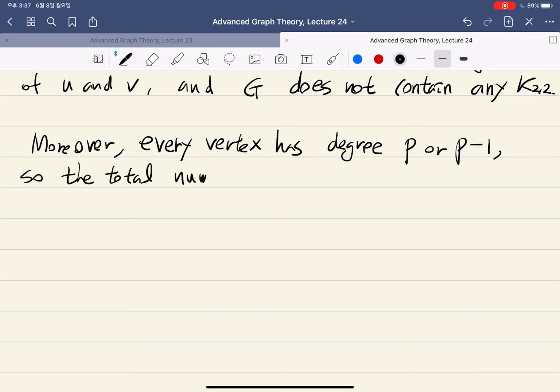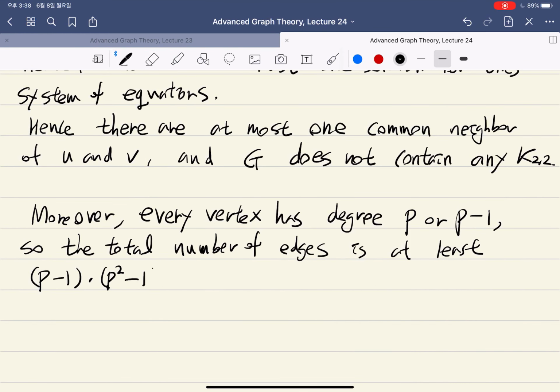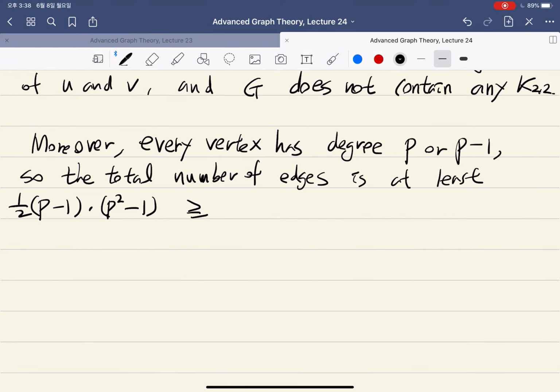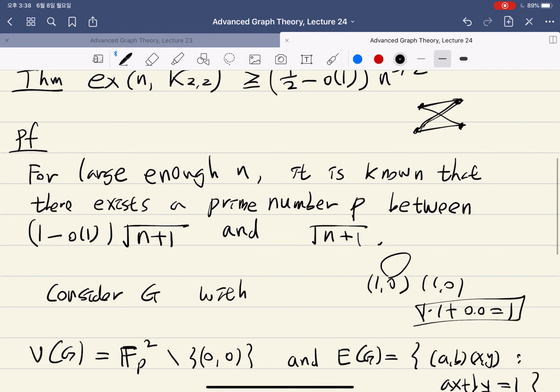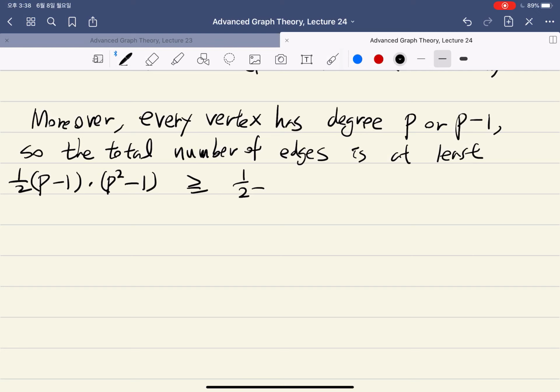So the total number of edges is at least (p minus 1) times, how many vertices are there? The number of vertices is p squared minus 1. And you have to divide it by half because this is a degree sum. And from here, p is between these two numbers. So we know that this is at least half times o(1) times n to the 3 over 2.